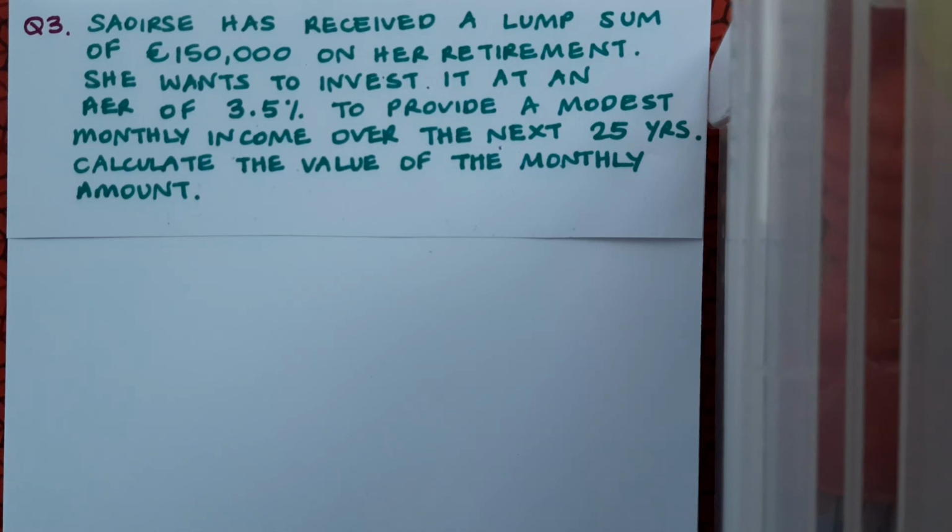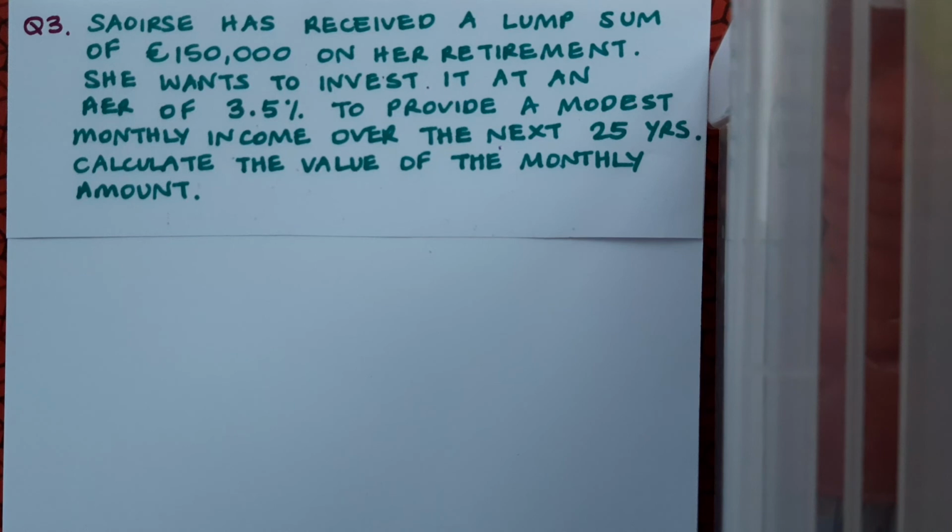Okay, so one last question for you. Let's have a read through it together just to clarify why it's an amortisation question, and then you can fire it away. So Saoirse has received a lump sum of 150,000 on her retirement. She wants to invest this at an AER of 3.5%, and this is in order to provide a modest monthly income over the next 25 years. Calculate the value of the monthly amount. So how much is she going to get every month from her investment?